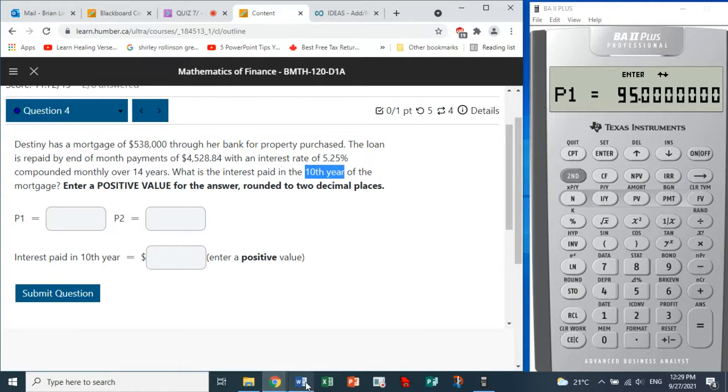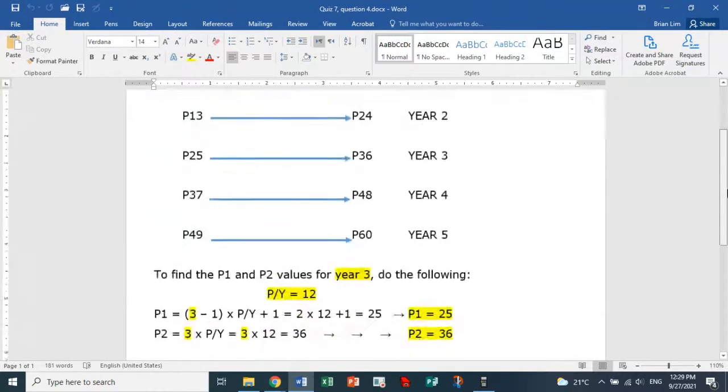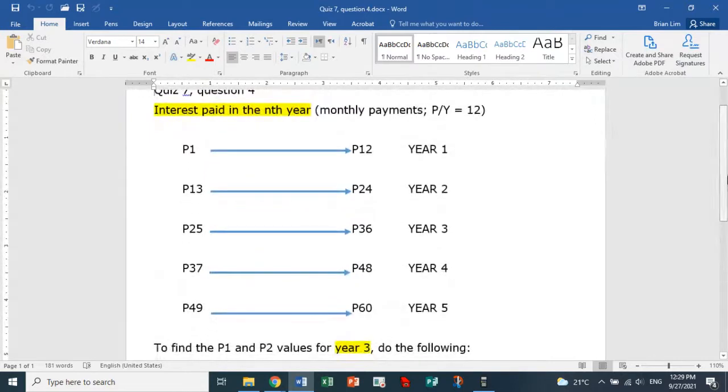All right, let's swing over to this Word document here, and let's look at what happens. All right, so PY is 12. Now, what happens? First year, the P1 is 1, P2 is 12. Second year, P2 goes from 13 to 24. Third year, 25 to 36. All right, and so on. 37 to 48 for year number 4.